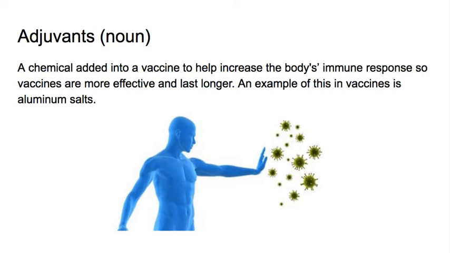Our next word is adjuvants, and that's a noun. An adjuvant is a chemical added to a vaccine to help increase the body's immune response to the vaccine so that it is more effective and lasts longer. An example of this in the vaccine is aluminum salts.